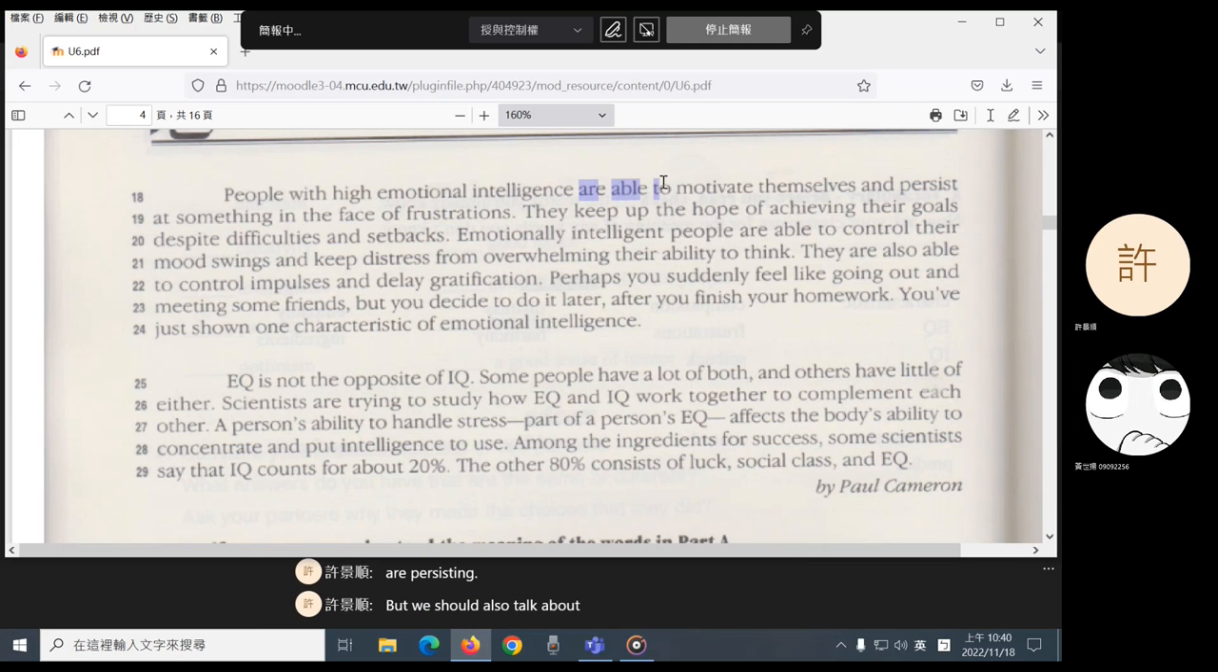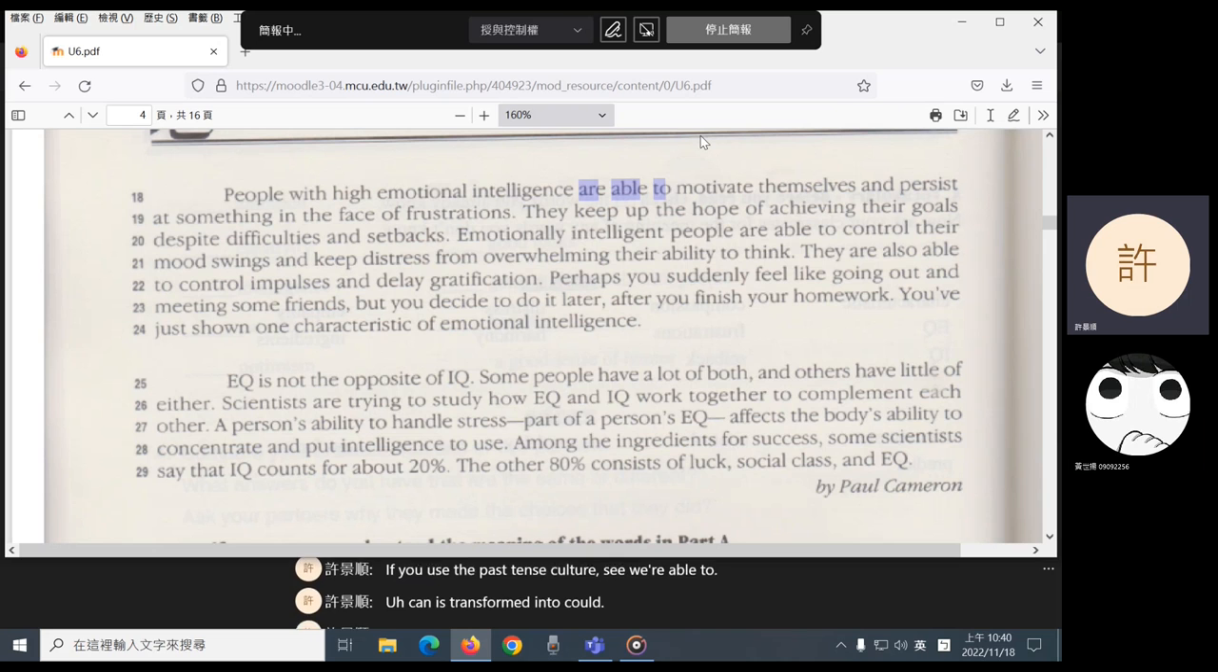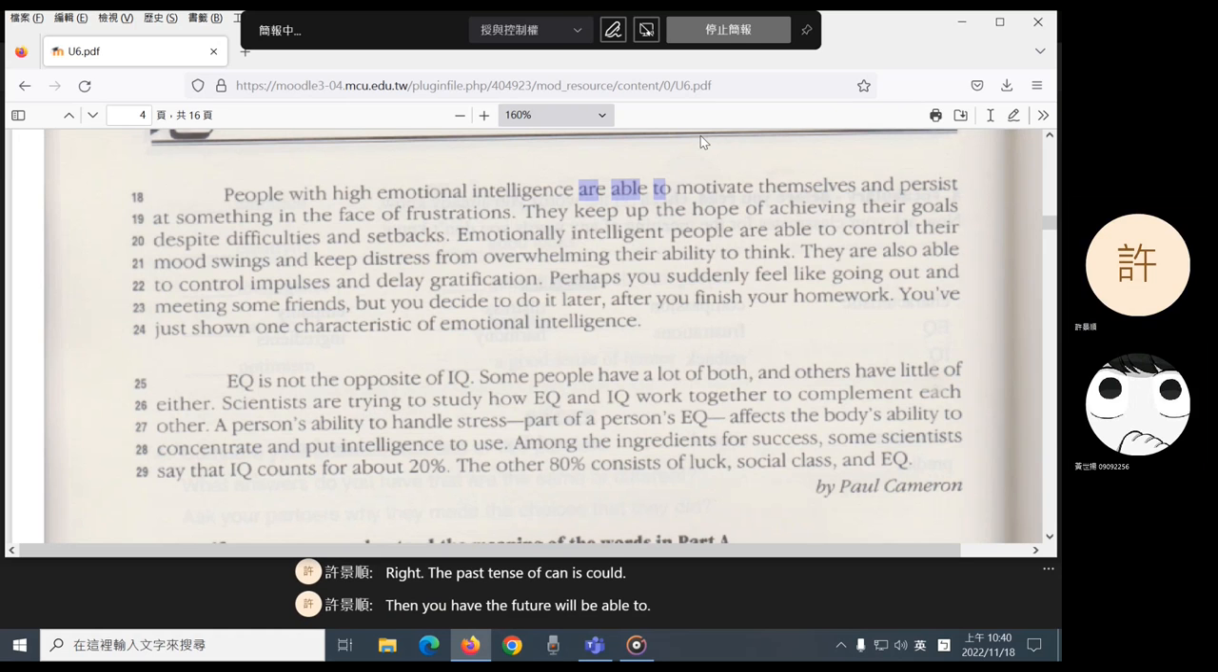But we should also talk about this. Are able to. This just means can. Right? 能够可以. Same thing. If you use the past tense, 过去式, were able to, can is transformed into could, right? The past tense of can is could. Then you have the future, will be able to. What is the future of can? Trick question, there is no future of can. If you have to use the future of can, you have to say will be able to. So that's something you should pay attention to.